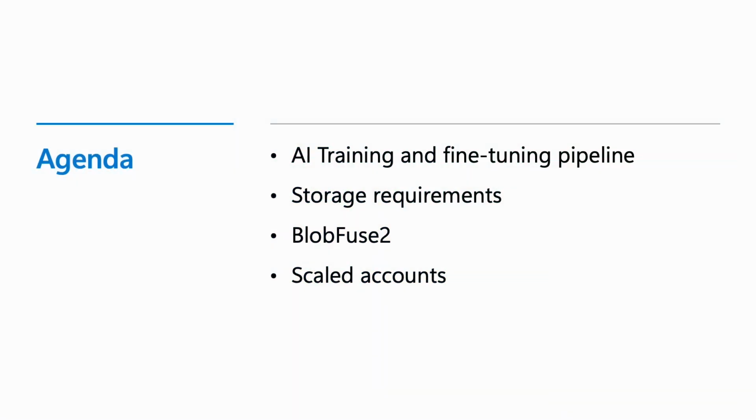And in this video, we are going to be talking about training and fine-tuning large AI models using Azure Blob Storage. Okay, so we're going to be talking about the AI and training pipelines in general to start with, and then derive the storage requirements from there. And then we look at two important things that power these AI pipelines. Blob-Fuse 2, a tool that you can use to mount your storage onto your computing environment, and scaled accounts, which helps you access petabytes of data from the storage account onto your computing environment.